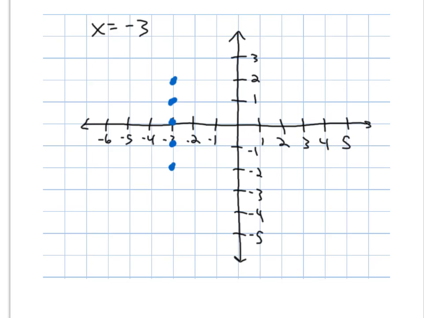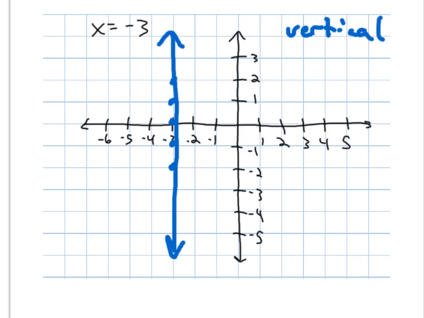And so my actual ordered pairs here are -3, -2, -3, -1, -3, 0. But you'll notice my x is always the same, it never changes. And look at what kind of line this makes. The y equals made a horizontal line. This one, x equals, makes a vertical line. So if it's x equals, it should always be a vertical line. And let's go to the last example.